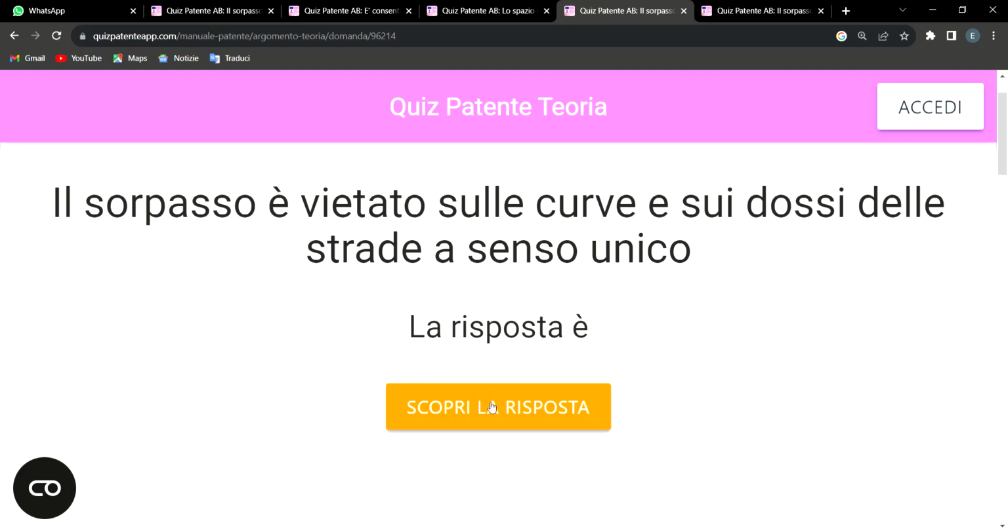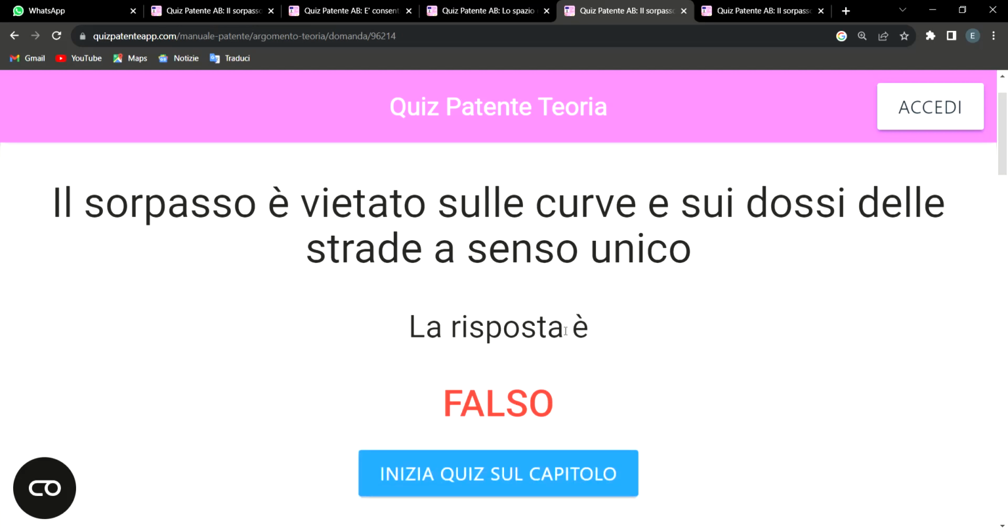So vero or falso? This very one is falso. Now let me explain to you the reason why this one is falso. It says overtaking. This word vietato, take note, means forbidding, something that is not acceptable. So it says il sorpasso è vietato, overtaking is forbidden. Sulla curva. Curva simply means a bent road. Sul dosso. Dosso simply means a road that has a hill. Della strada a senso unico.